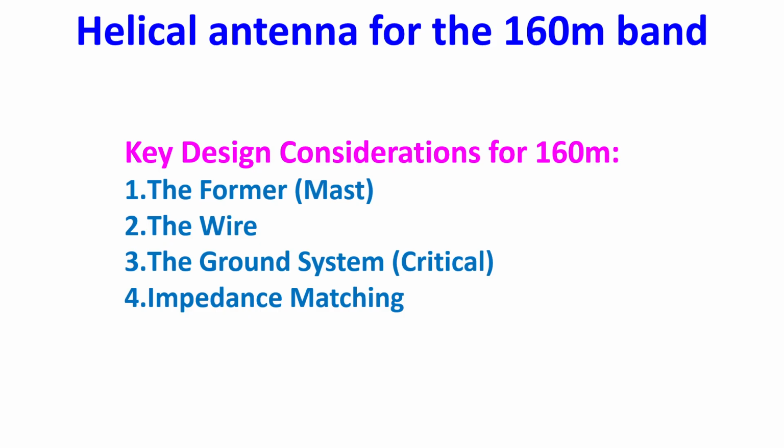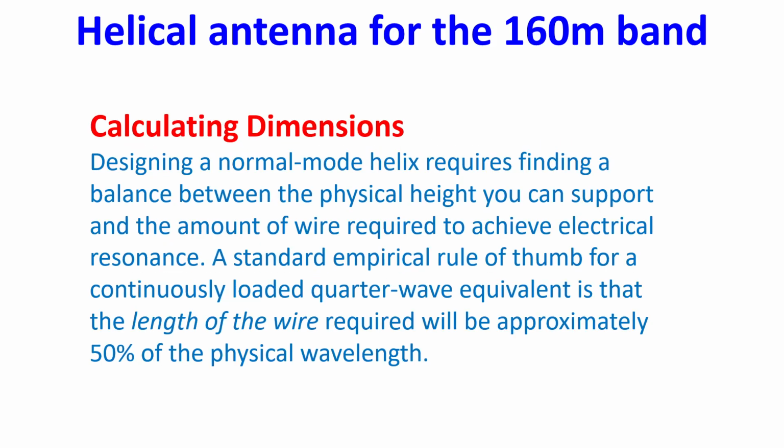Impedance matching. The feed point will not be 50 ohms. You will likely need an L network matching unit at the base of the antenna to step up the low impedance to match your coaxial cable and transceiver. Calculating dimensions.